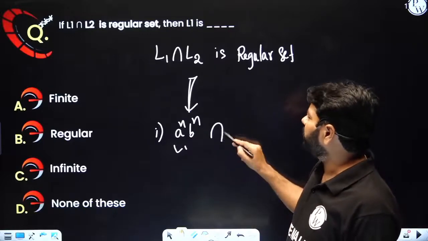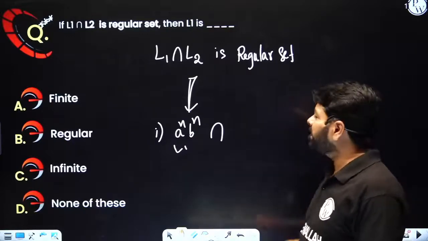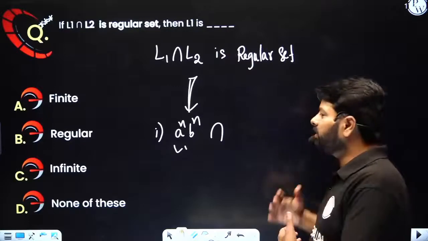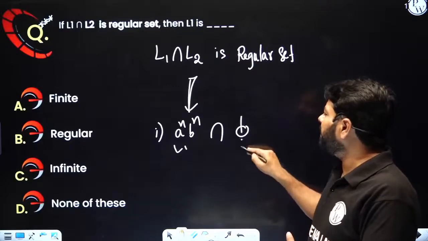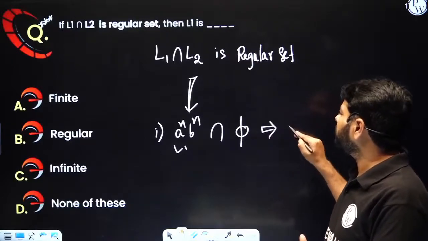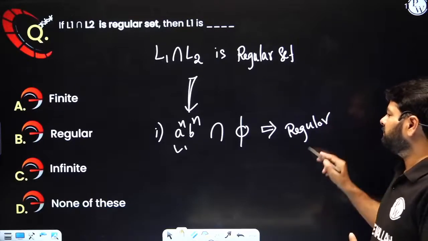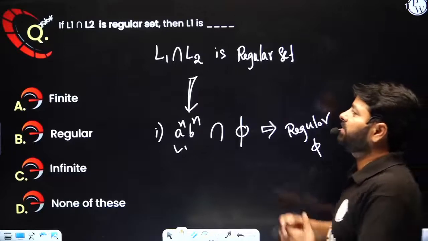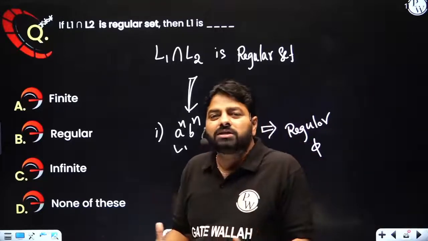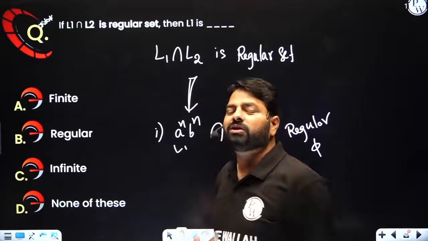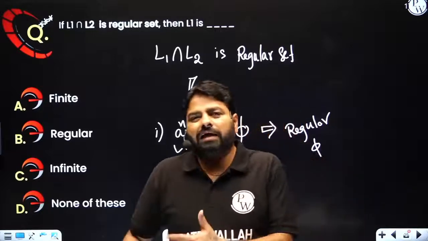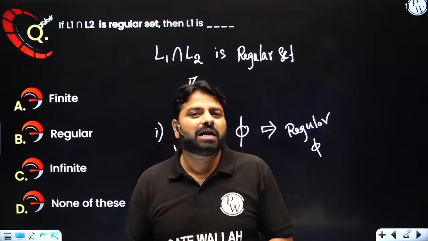Now I will take L2 such that the result is going to be regular. So I'll take L2 as the empty set. Is the result regular or not? Empty set, the result is the empty set. That means when I take L1 as non-regular, you can still get the intersection regular. Intersection of two languages being regular doesn't mean that L1 is regular.